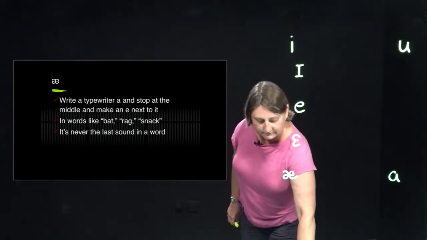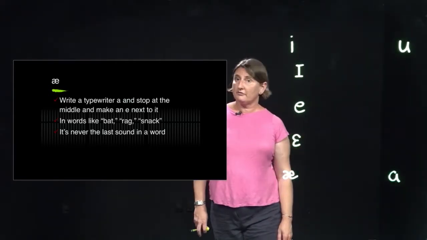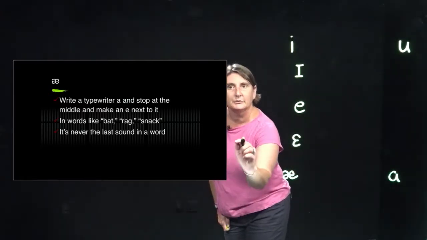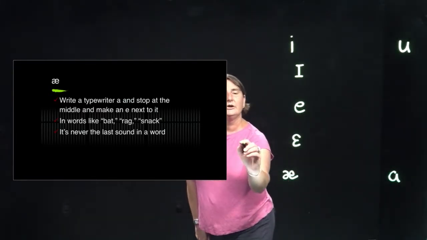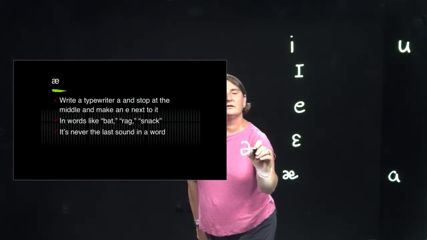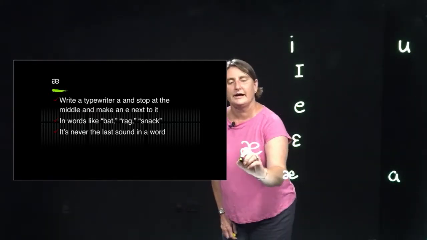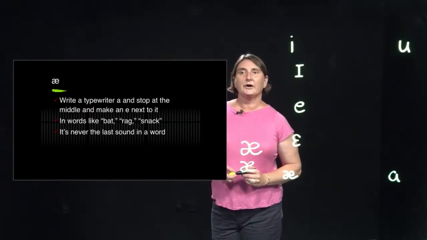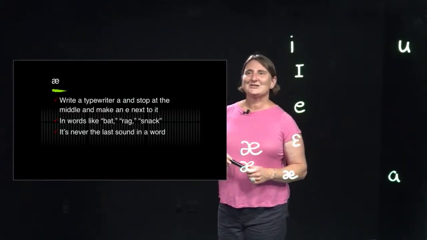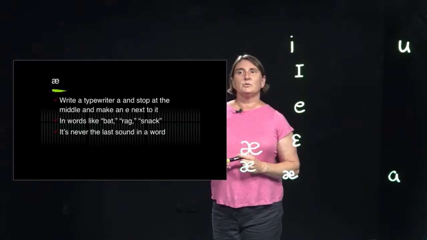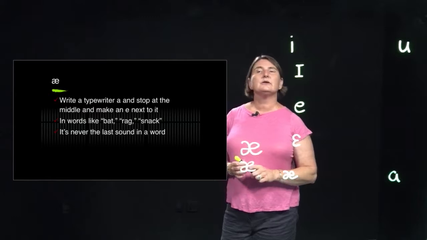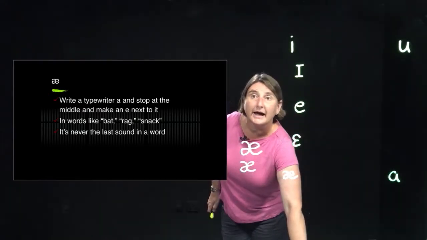Okay, for the A. Now this is a fun one to draw. It's often people's favorite sound. When you are writing this, I'm going to do it just over here. You want to start like that, come here to the middle, cross over, and do that. So it's a little bit like a butterfly, I would say. So practice drawing that. It's very satisfying once you get that down. So that's going to be in words like bat, or tag, or snack. And again, it's never the last sound in a word. It has to have some consonant coming after it.